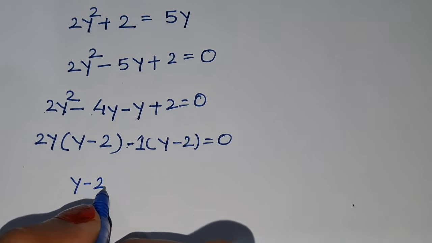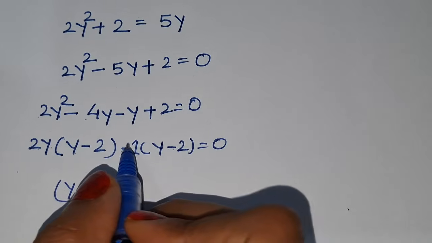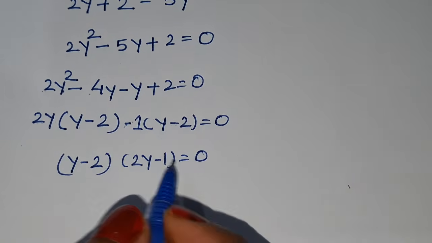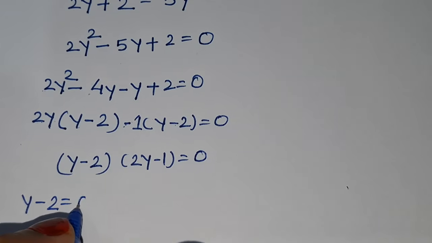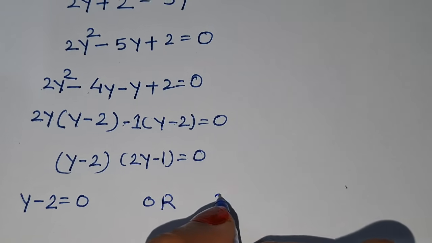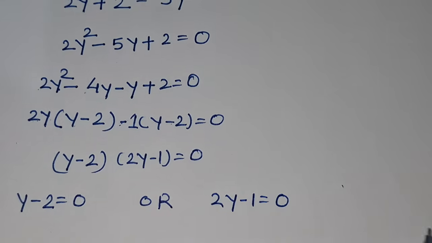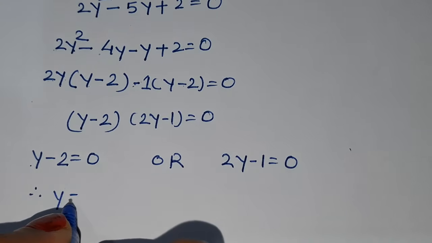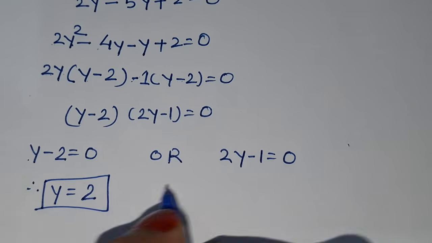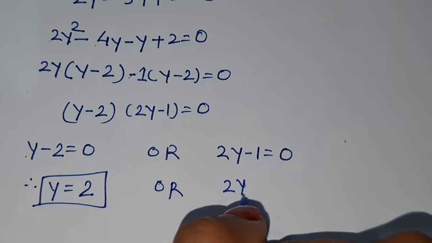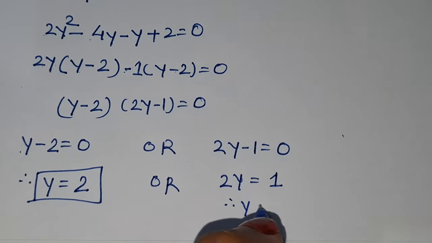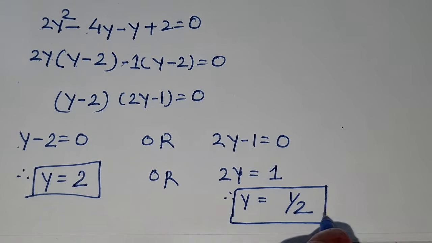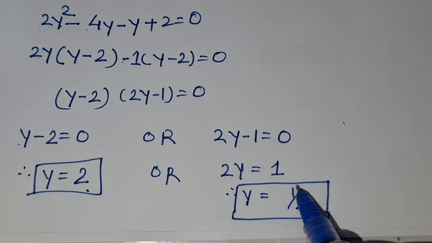Now we have y minus 2, and 2y minus 1 is equal to 0. So here we got two equations. The first one is y minus 2 is equal to 0, and the next one is 2y minus 1 is equal to 0. Now y minus 2 is equal to 0, therefore y is equal to 2, or 2y is equal to 1, therefore y is equal to 1 by 2. So we got two values of y: first y is equal to 2, and next y is equal to 1 upon 2.